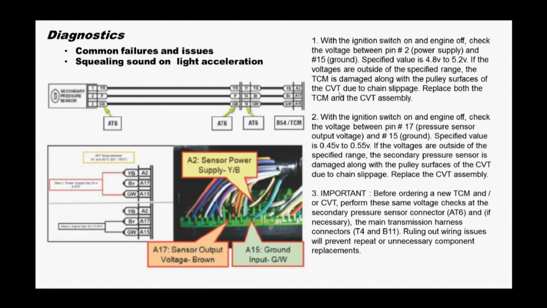If the voltage is outside of the specification range, the TCM is damaged, along with the pulley surfaces of the CVT due to chain slippage. Replace both the TCM and the CVT transmission.